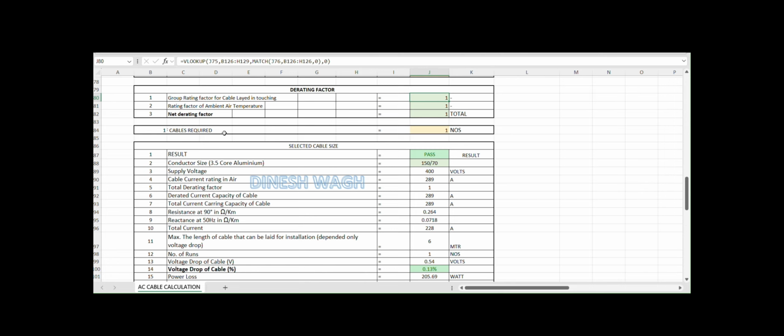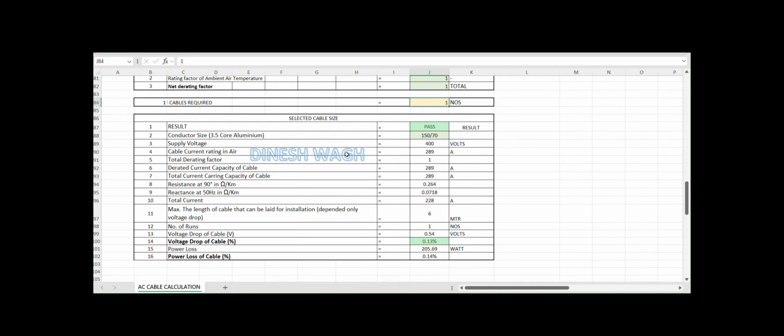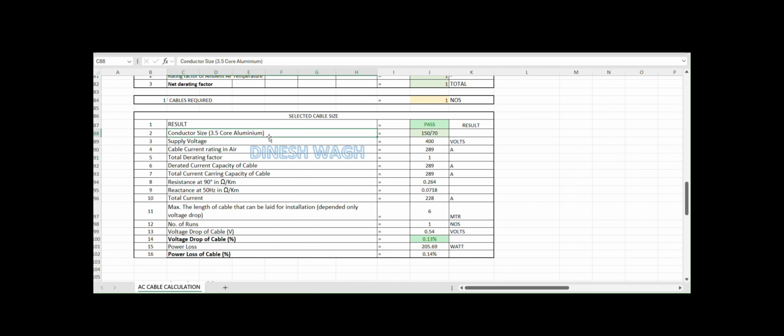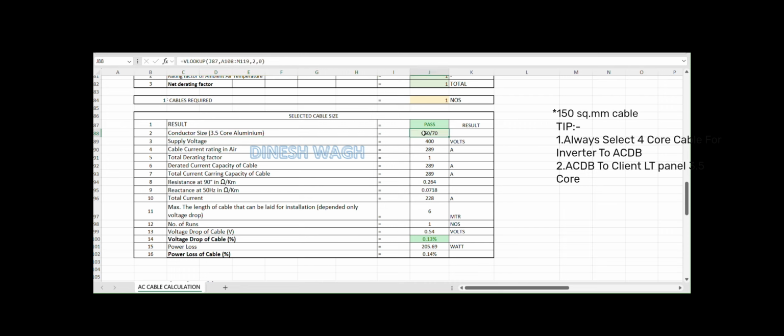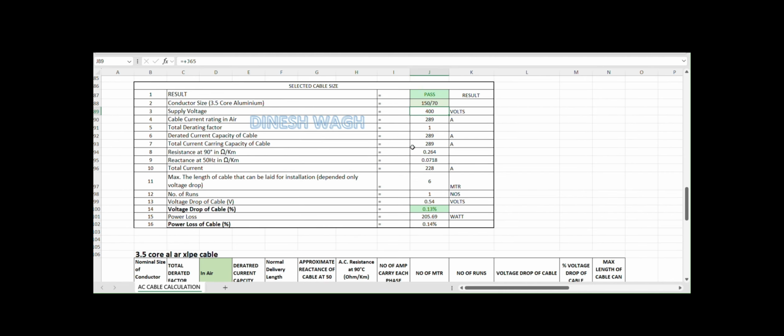Then cable tray requirement means how many cables I am going to lay for this system. I have selected 1 here. If I select one cable, then my result is the required cable, which is 3.5 core aluminum, 150 by 70 square mm. Okay. Then the supply voltage is 400 volts.